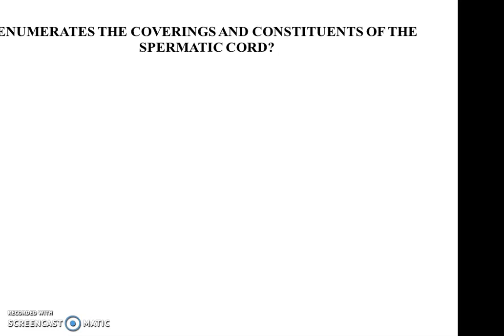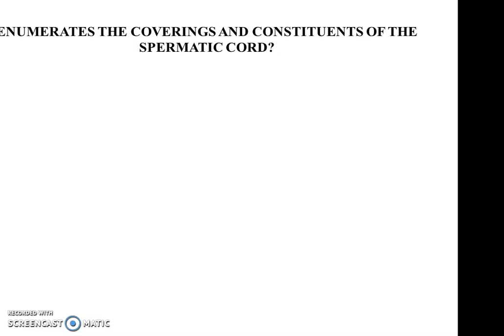The first thing that you notice here is that these are two questions. One, the coverings, and two, the constituents. Of course, they are of the spermatic cord. What you do not know is this: maybe the examiner may allocate separate marks for the coverings and then for the constituents. Let me tell you something, maybe you may say 5 points for coverings and then 5 marks or points for the constituents.